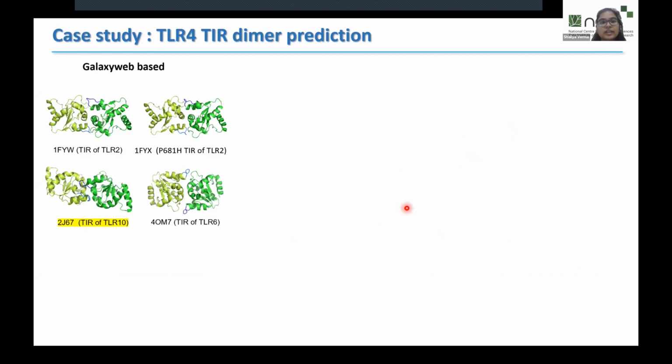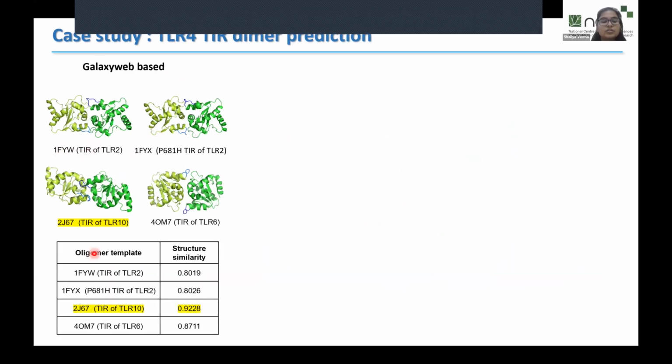can take. So there can be a structure-based approach where we have different templates. Say this is based on a Galaxy web-based server, where TIR domains, which are available from different toll-like receptor proteins, were used as templates, and we found that this shows the most similarity as the BB loop is seen to be in the expected condition. Whereas in other templates like from TLR6, TLR1 and 2, the BB loops seem to be very far away, which doesn't satisfy the condition as these seem to be very interactive because of their functioning.